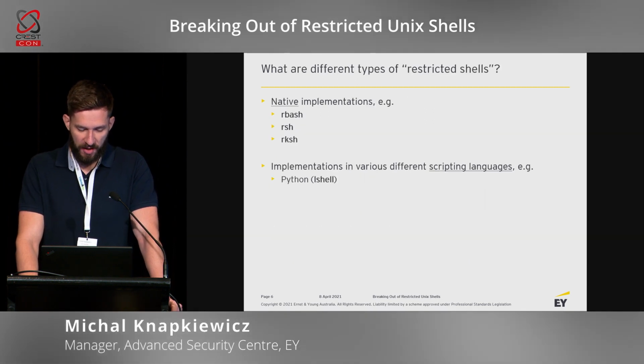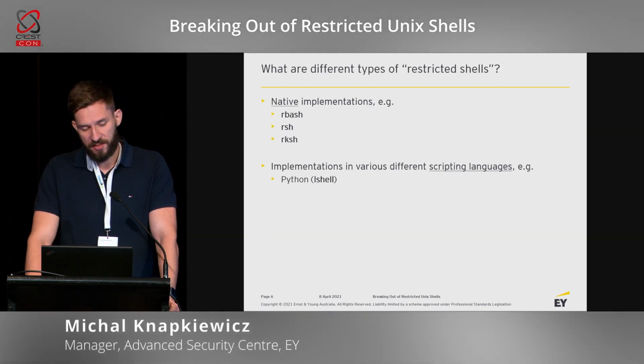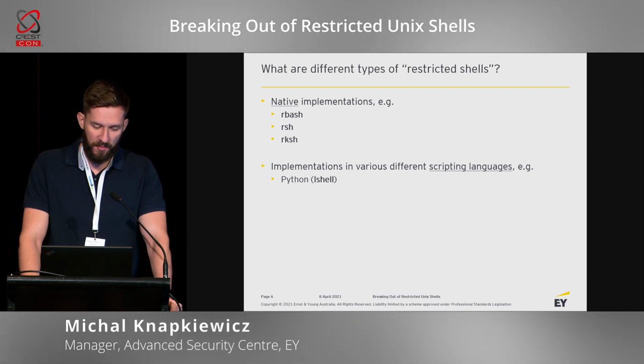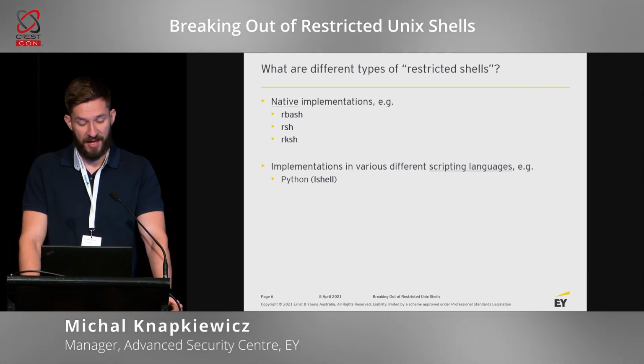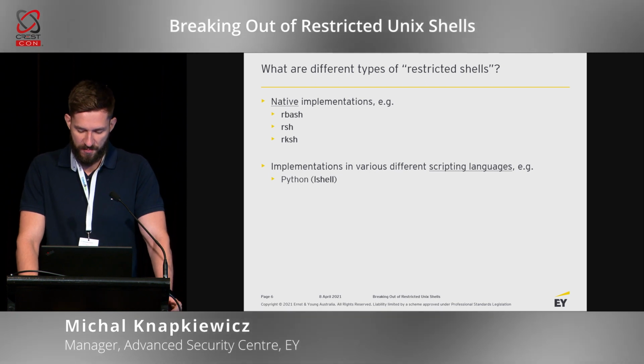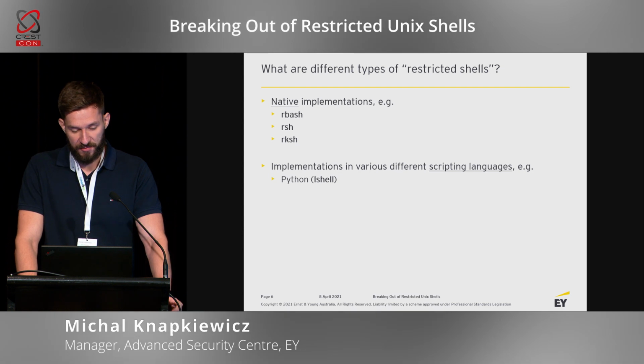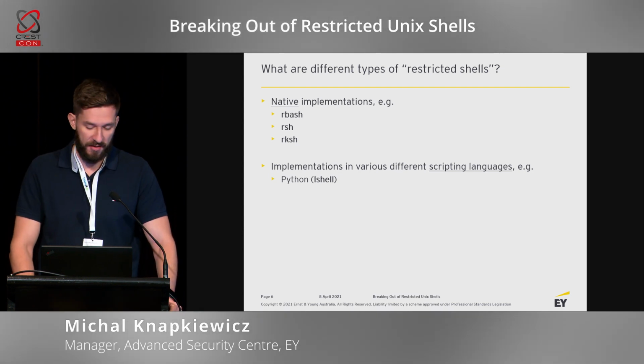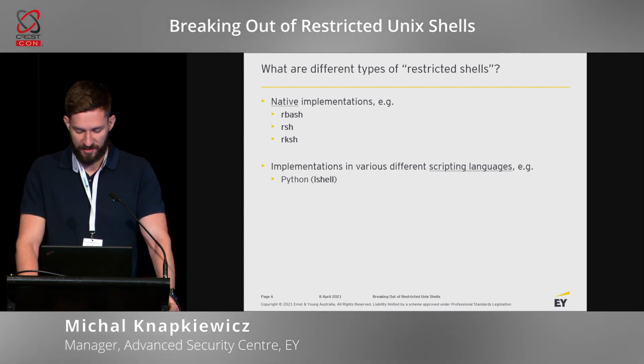So what are the different types? There are some native implementations, such as rbash, rsh or rksh, which are basically just restricted variants of the common bash, sh and ksh shells. But there are also different implementations in various scripting languages, such as in Python there's Al shell, and there's probably quite a few other ones in Ruby and whatever else.